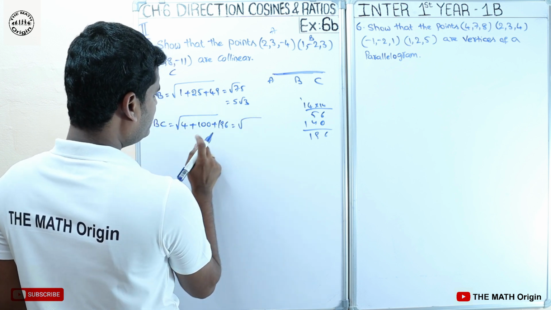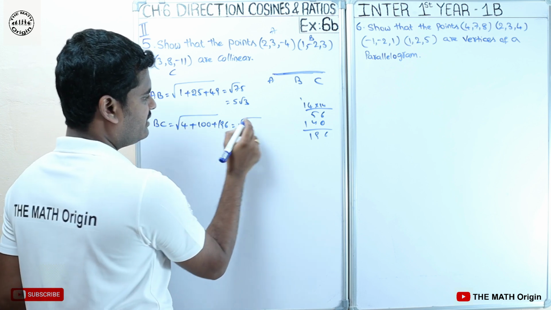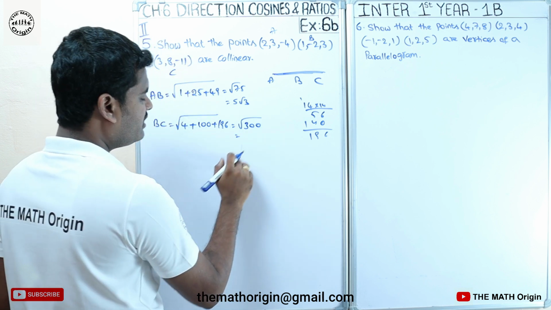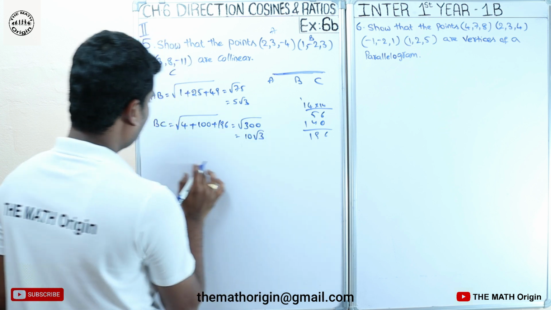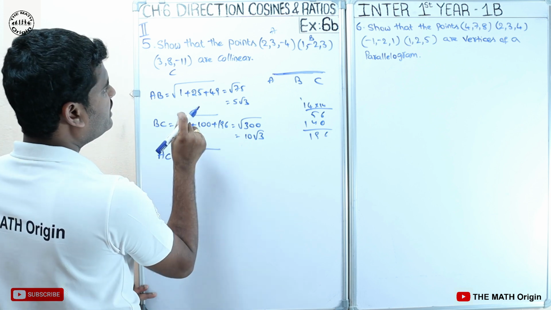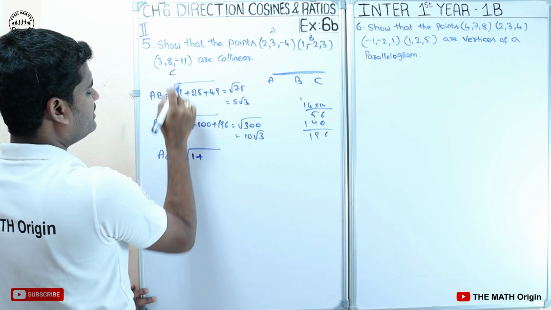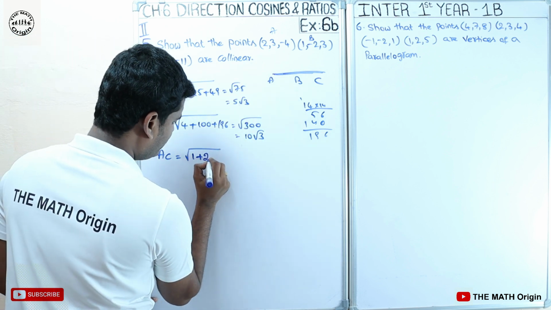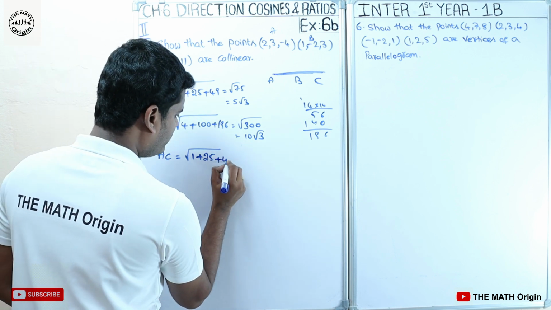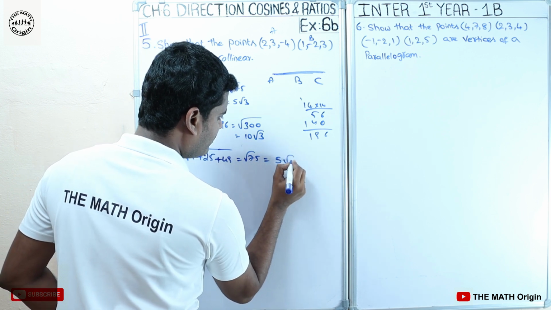Therefore that is equal to root of 196 plus 4 is 200, plus 100, which is 300. Therefore that is equal to root of 3 into 100, which is 10 root 3. Okay, now let's check for AC. AC equals root of 3 minus 2, 1 square is 1, plus 8 minus 3, 5 square is 25, plus minus 11 plus 4 is minus 7 whole square is 49, which is root 75, that is equal to 5 root 3.